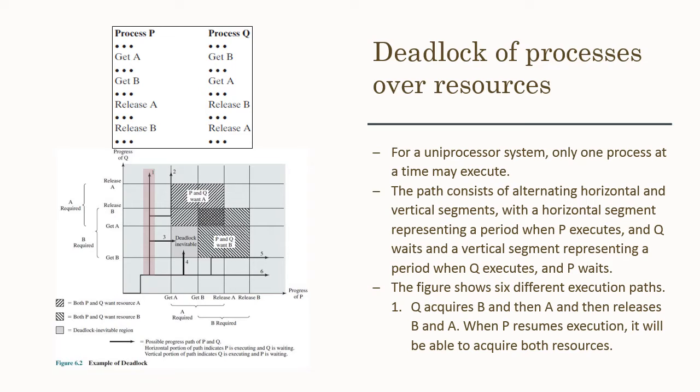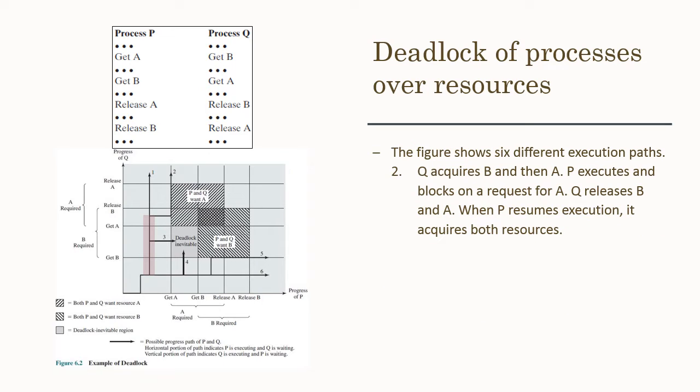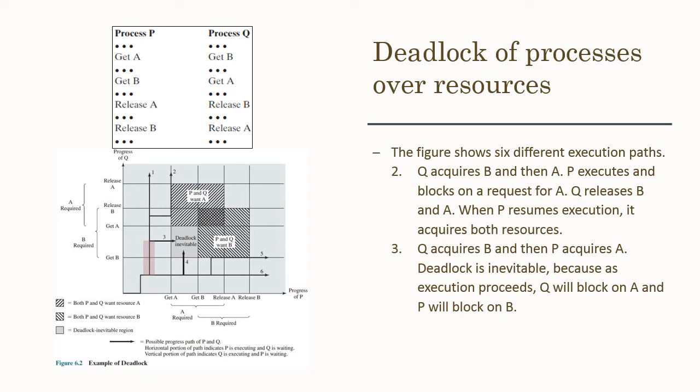Path 1. Q acquires B, then A, and then releases B, and then releases A. When P resumes execution, it will be able to acquire both resources because Q has already finished. Path 2. Q acquires B, then acquires A. P executes and blocks on a request for A because A is with Q. Q releases B and A. When P resumes execution, it acquires both resources.